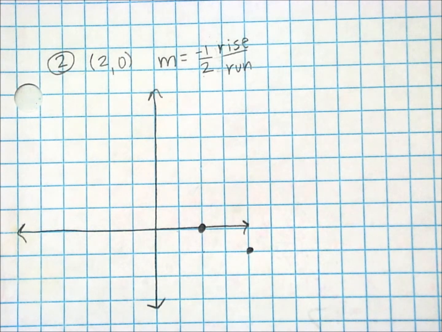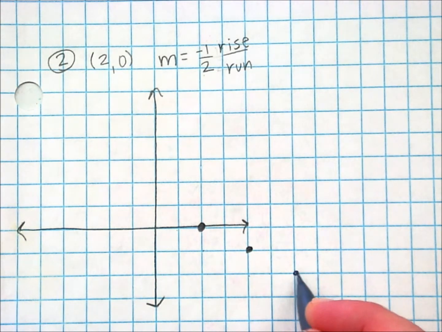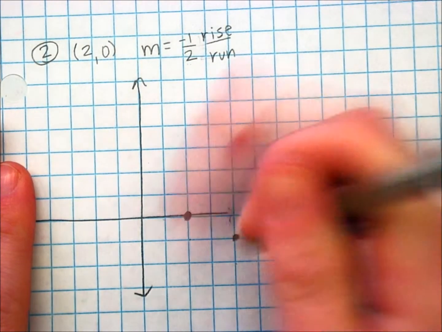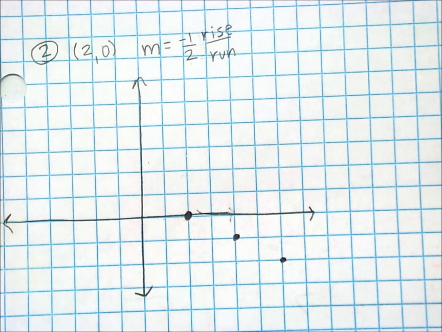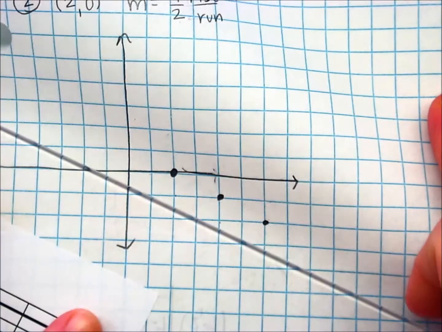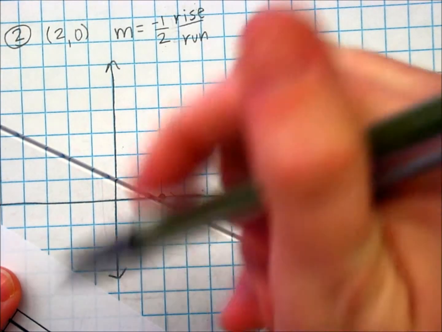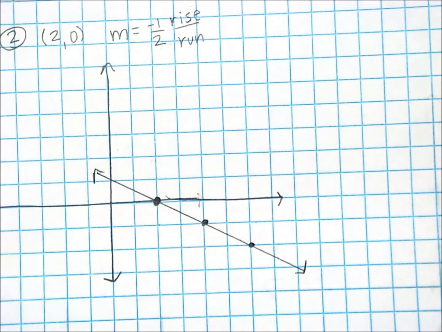I want to get a third point, so I can go down 1, right 2 again, and get a third point. And notice that my coordinate grid isn't quite large enough, but I can easily extend that. You want to draw your lines in such a way that you have 3 points, at least 3. We could keep on going forever, right? Take your ruler or your straight edge and line it up. And don't forget to include the arrows on either end.